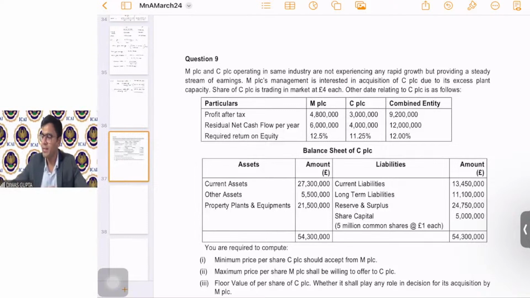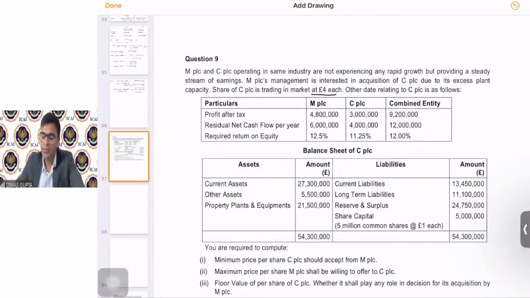So question number 9, students, says that MPLC and CPLC, operating in the same industry, are not experiencing any rapid growth, but provide a steady stream of earnings. MPLC's management is interested in the acquisition of CPLC due to its excess plant capacity. Shares of CPLC are trading in the market at £4 each. So this is the current price at which the shares are trading. Other data related to CPLC is as follows.